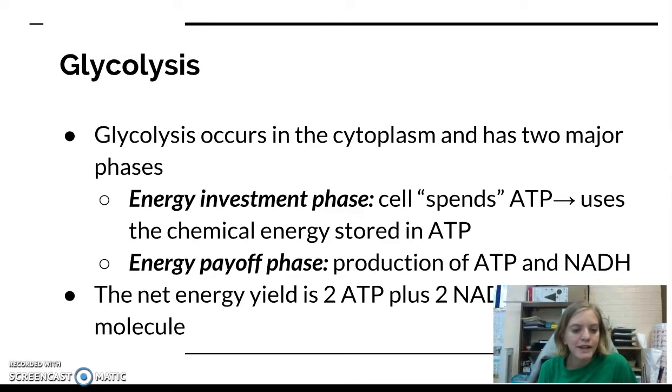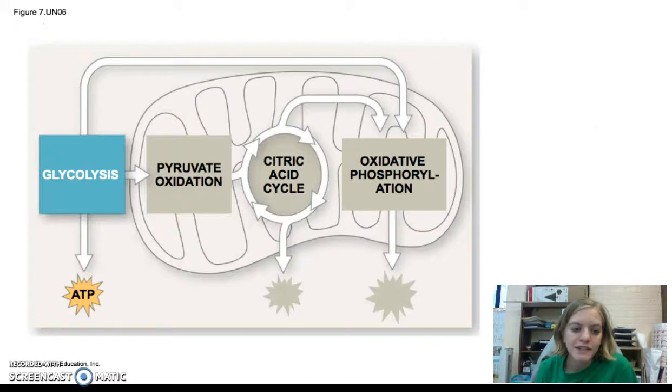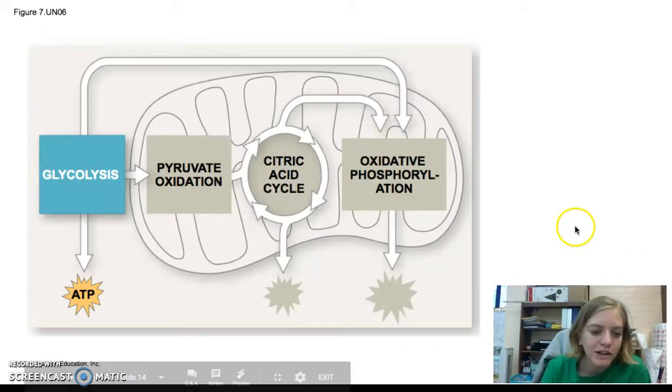It has 2 major phases in glycolysis. So the first is known as the energy investment phase, and this is where the cell actually spends ATP and uses the energy stored in ATP. And the other phase is the energy payoff phase, where it actually produces more ATP as well as NADH. So the net energy we get from 1 turn of glycolysis is 2 ATP as well as 2 NADH per glucose molecule. This is a little bit of what glycolysis entails.